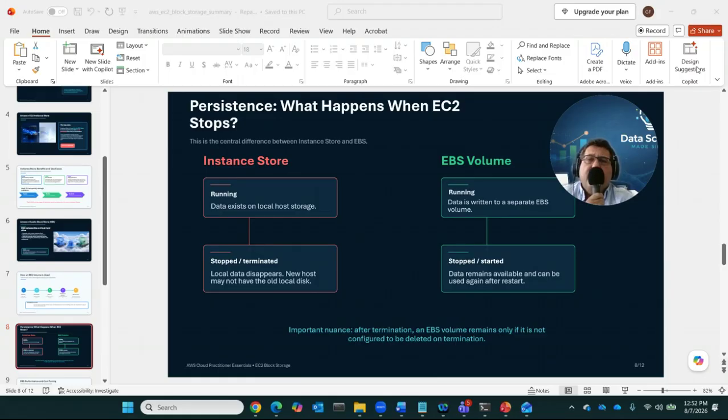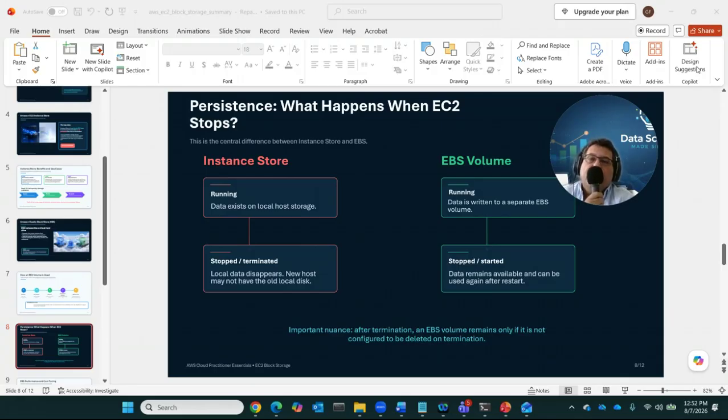Now compare this with Amazon EBS. While the EC2 instance is running, the application writes data to a separately managed EBS volume. When the instance is stopped, the EBS volume remains. When the instance starts again, the data can still be accessed. This persistence makes EBS suitable for information that must survive changes in the compute environment.